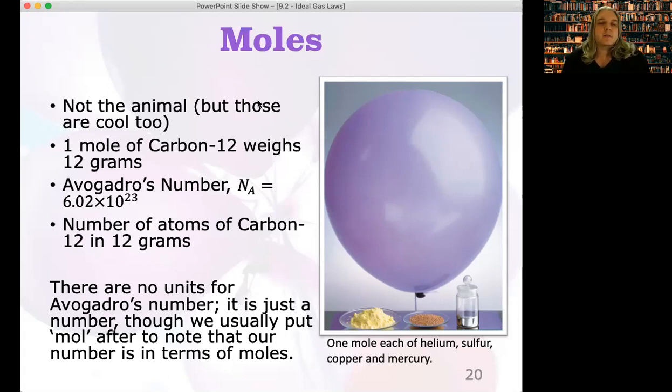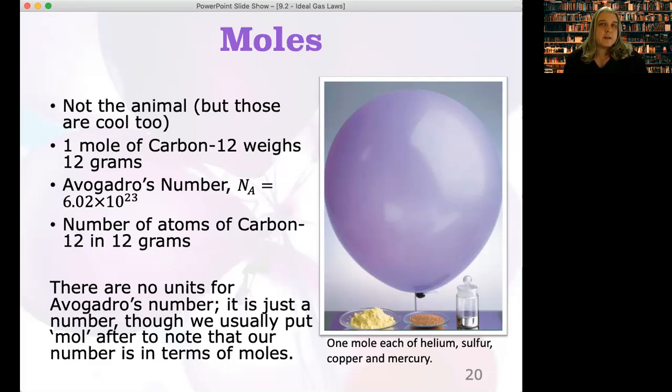This photograph here is quite an interesting one. It shows you how many you need of each thing. The balloon is full of helium. There is 1 mole of helium in the balloon. There is 1 mole of sulfur on that first dish, 1 mole of copper on the second dish, and 1 mole of mercury in that little glass jar. So it's just showing you that 6.02 times 10 to the 23, that's a huge number. 6 and then 23 zeros, or 602 and then 21 more zeros. So it's a huge number.